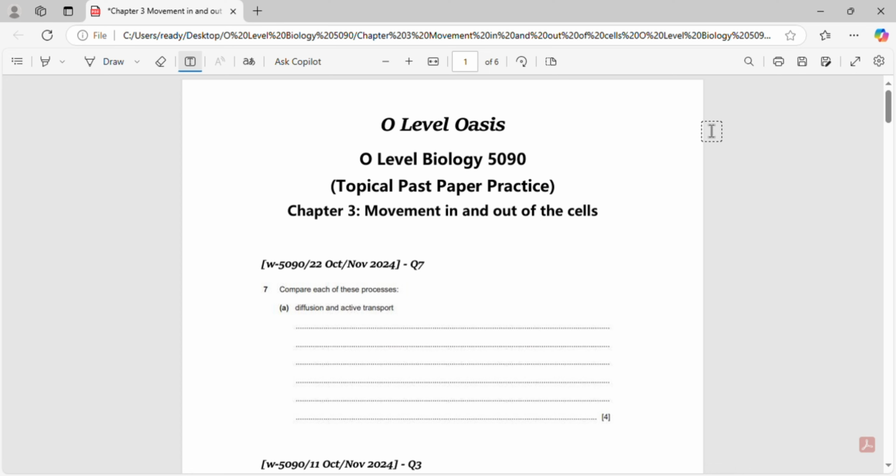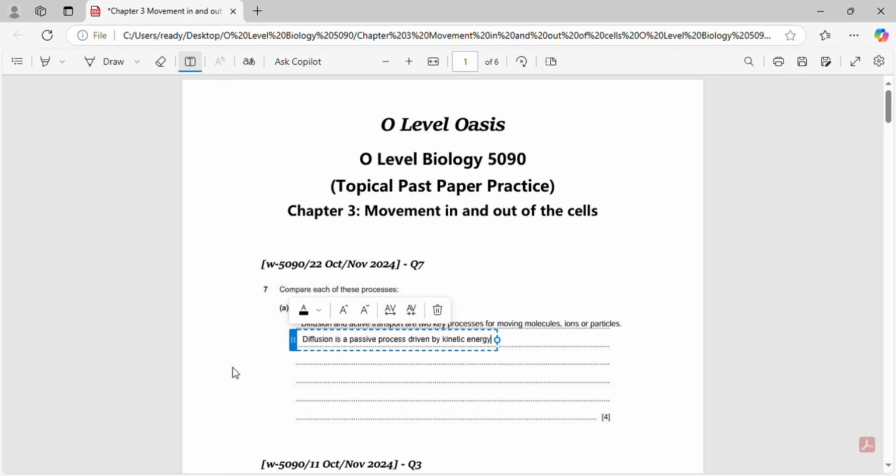It asks us to compare diffusion and active transport, carrying a total of 4 marks, 2 marks for diffusion and 2 marks for active transport. To compare these two processes, we can structure the answer as: diffusion and active transport are essential processes for moving molecules, ions, or particles. Diffusion is a passive process driven by kinetic energy, where substances move from a region of high concentration to low concentration along the concentration gradient, without requiring energy. For example, oxygen diffuses into cells for respiration.